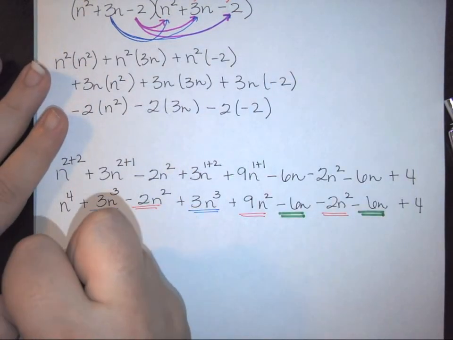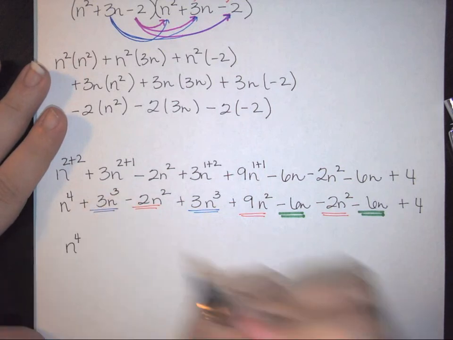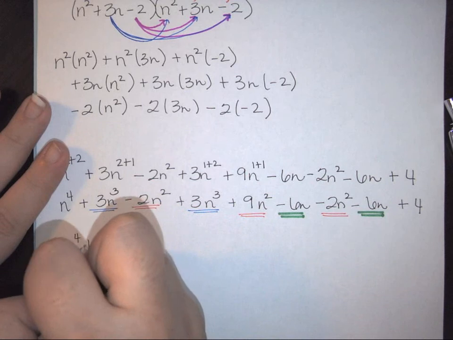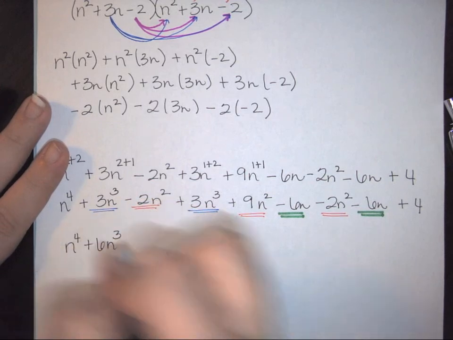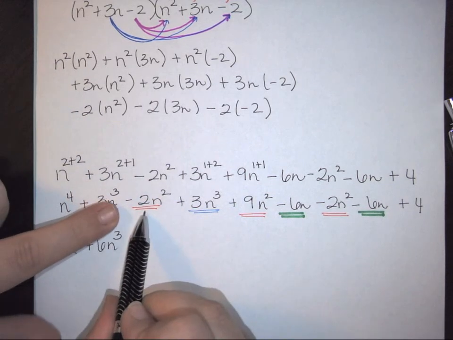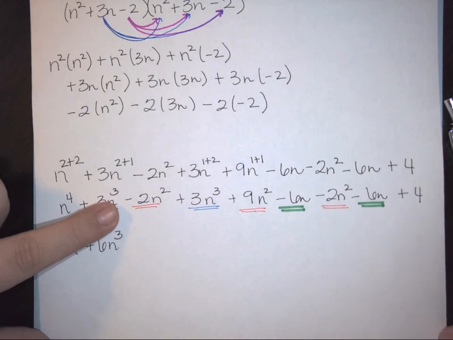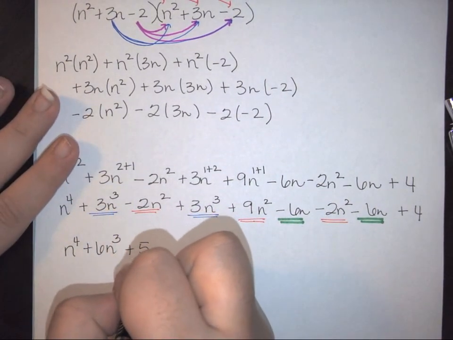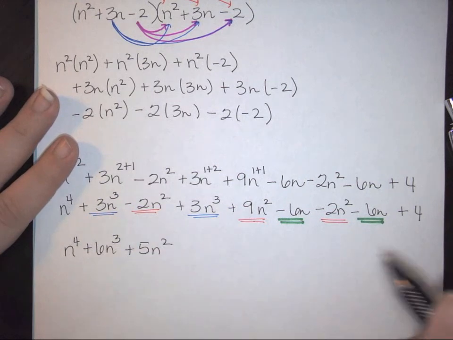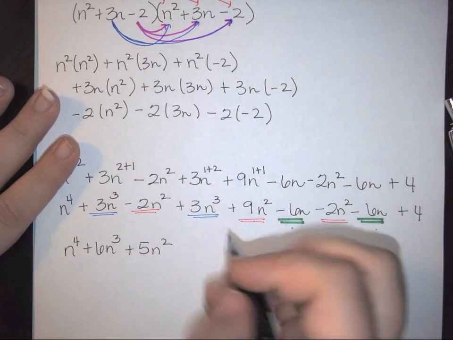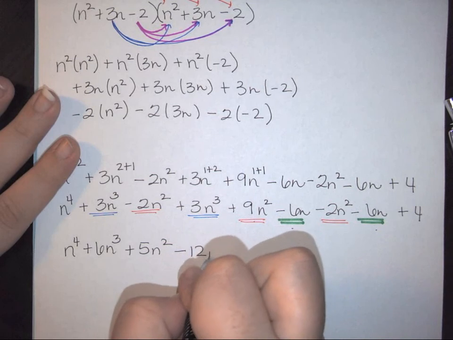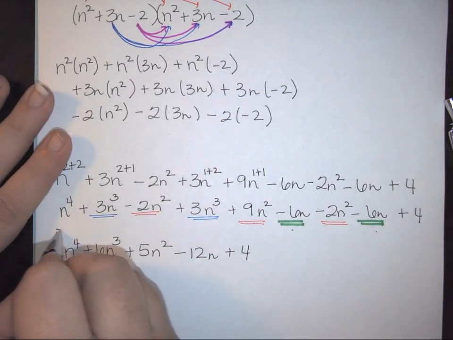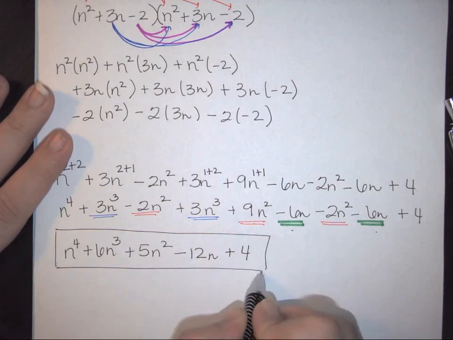So here this becomes n to the 4th. 3 plus 3 is going to give you plus 6n cubed. Negative 2 plus 9 minus 2 is going to give you plus 5n squared. Negative 6 minus 6 is a minus 12n plus 4. And this is my overall result.